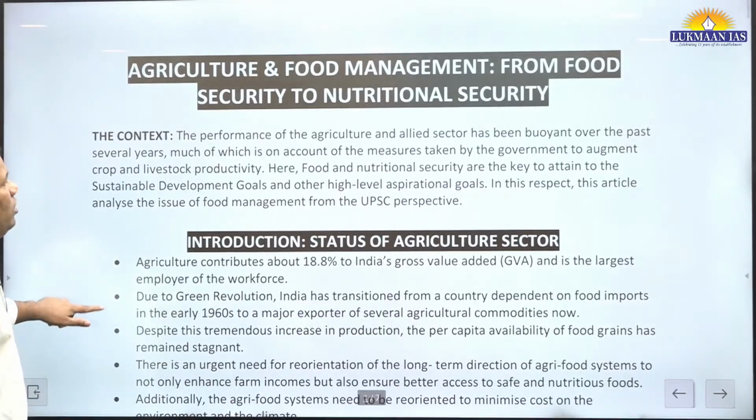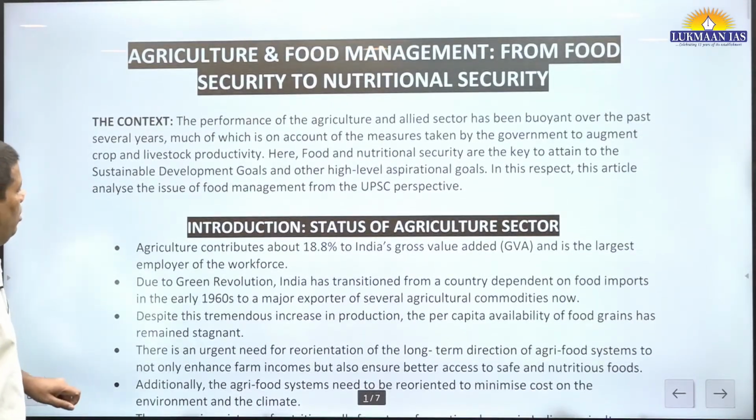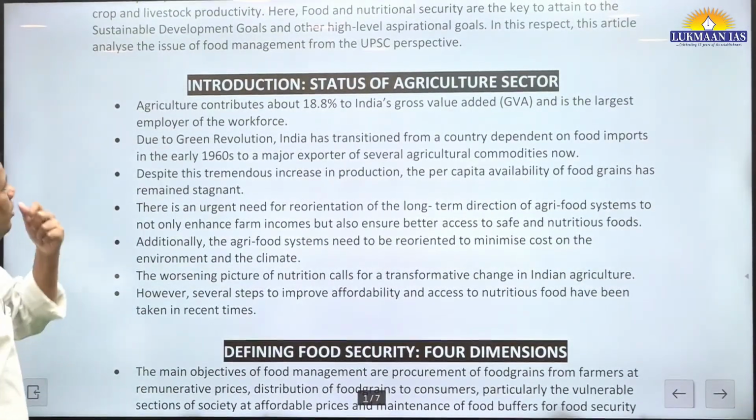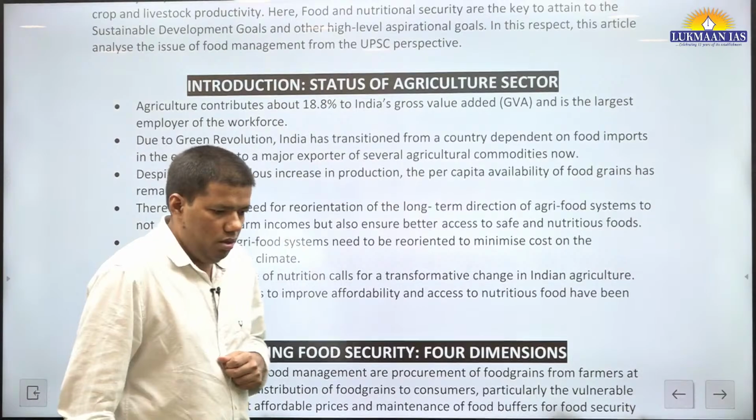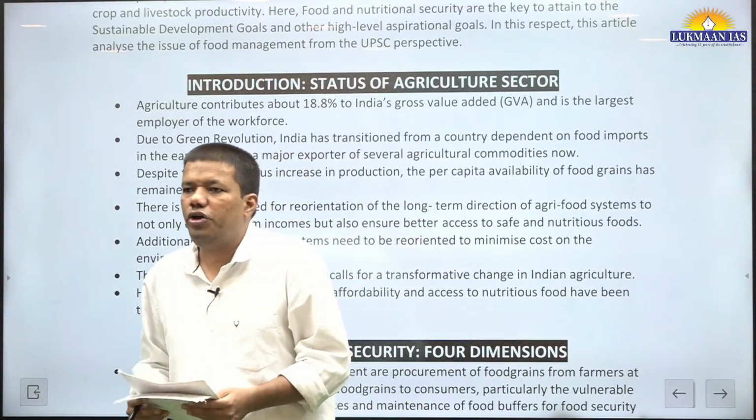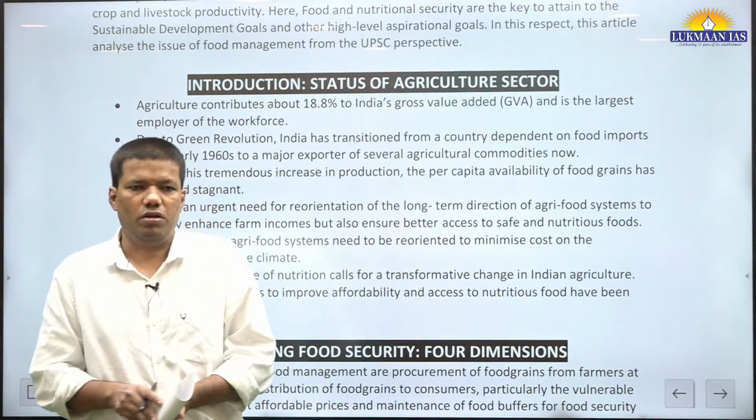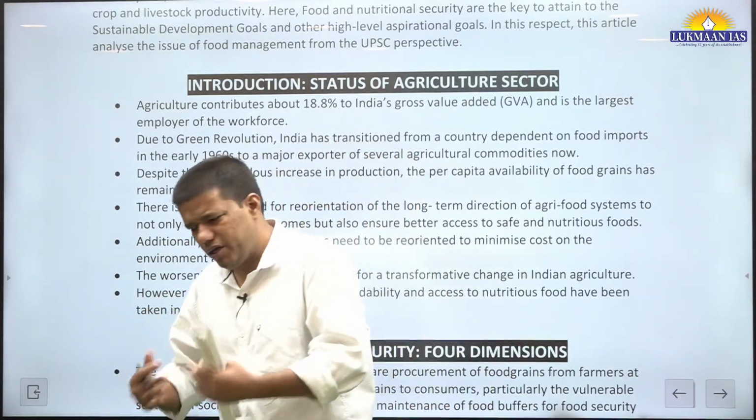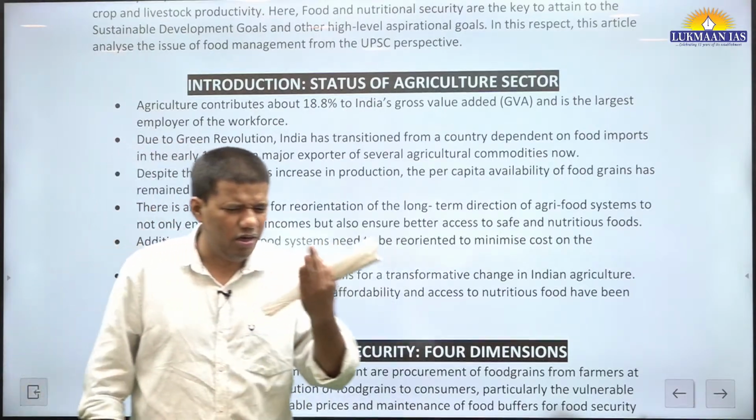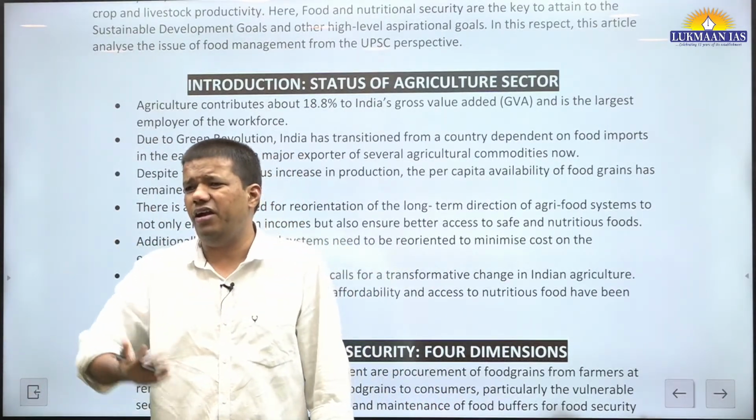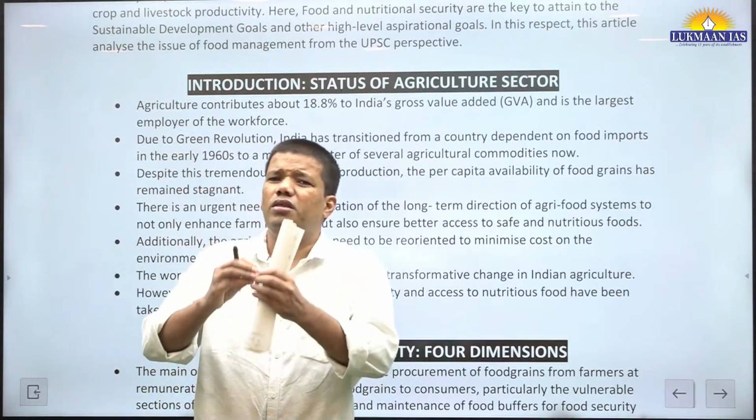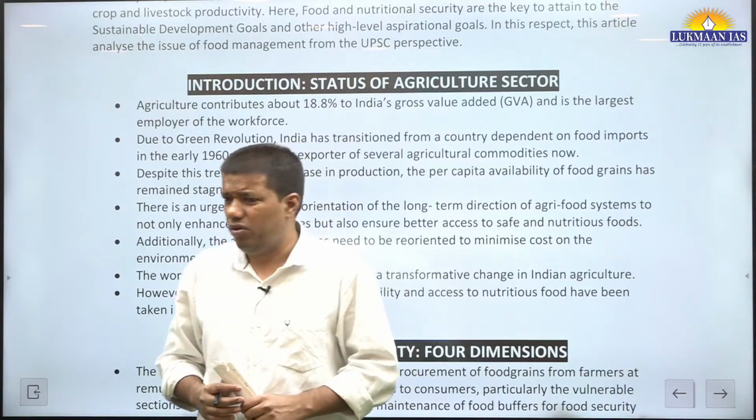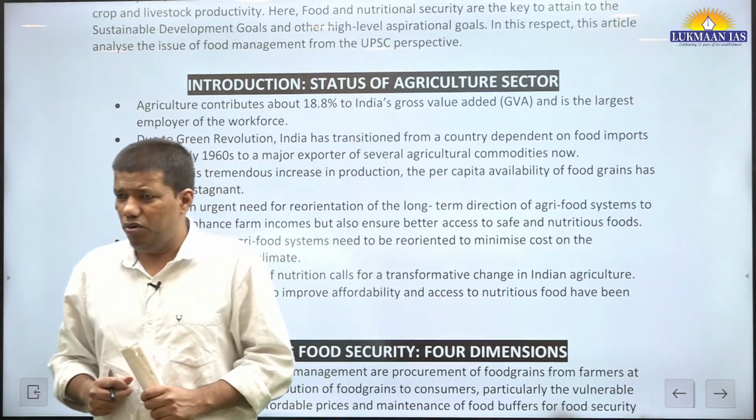Now, when we say we have to move from food security to nutrition security, what does it mean? Let's say somebody is consuming food, different amounts of carbohydrates, fats, proteins. But there is something called nutritious food. Let's say fast foods. Fast foods are not part of nutritious food.